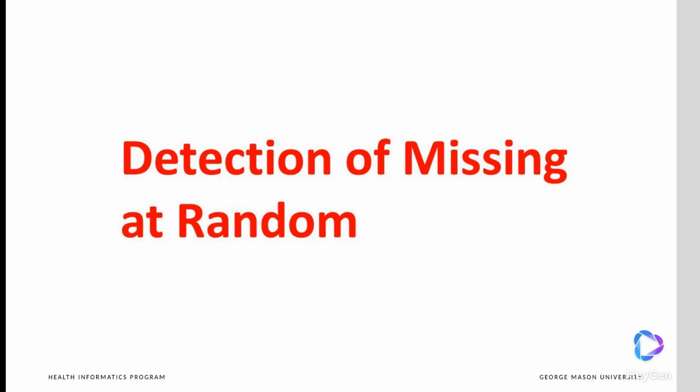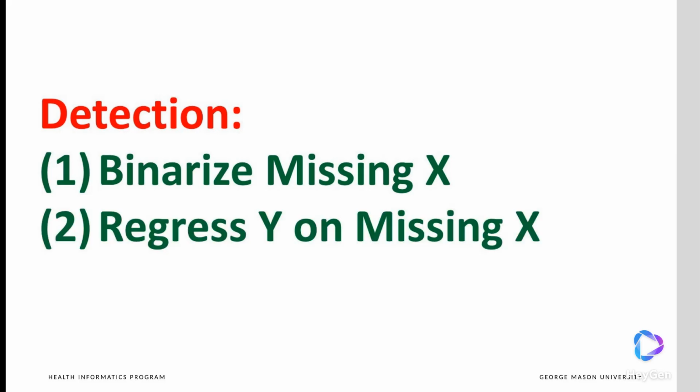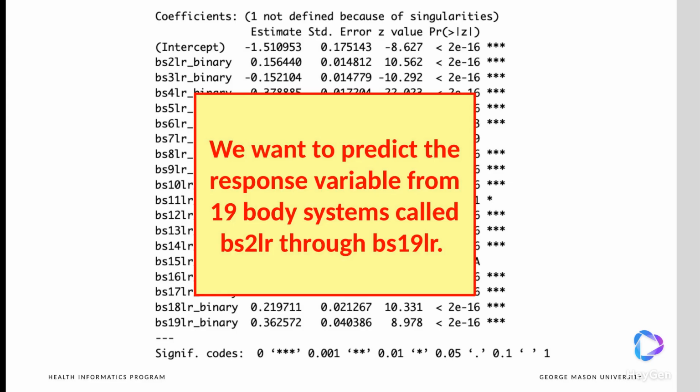The first step is to detect if the variable is missing at random. To test if X is missing at random, first set the value of an indicator variable to 1 wherever the value is missing and 0 otherwise. Then regress the response variable on the binarized indicator variable for missing X values. In the last step, test if the coefficient of the indicator is significantly related to the response variable. Let us look at an example.